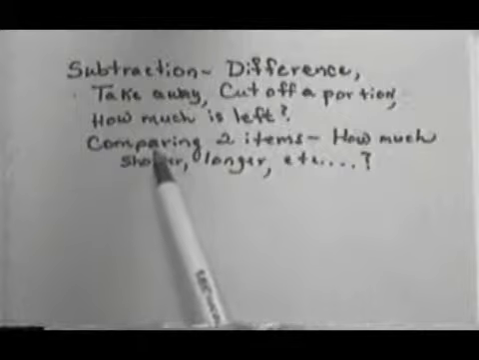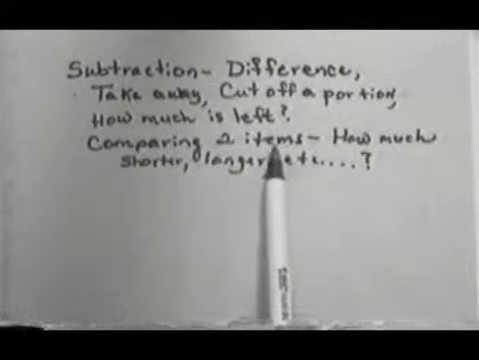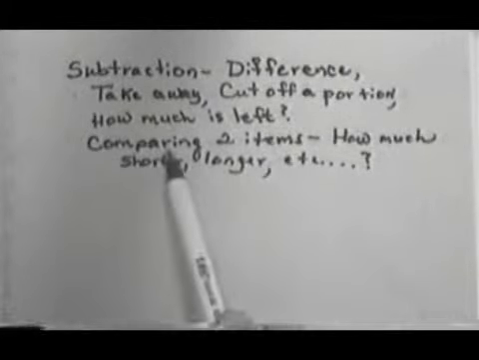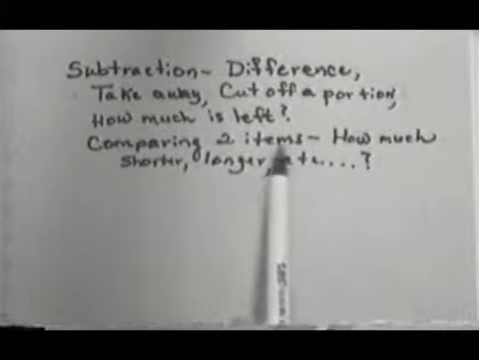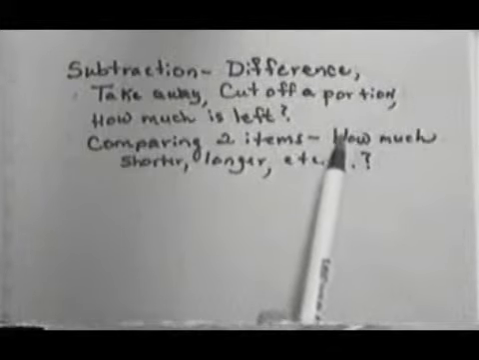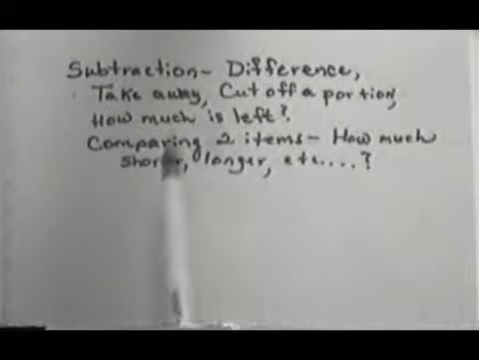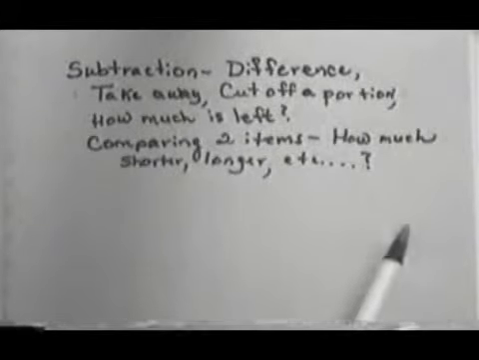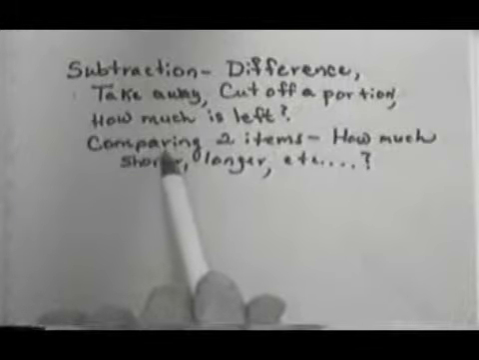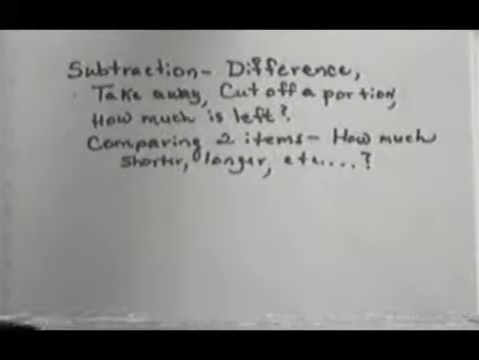Often in subtraction, we're comparing two items. We're trying to see how the two things relate to each other. How much shorter is one thing than another? How much longer? How much more does something weigh? Any kind of comparison is going to be subtraction.